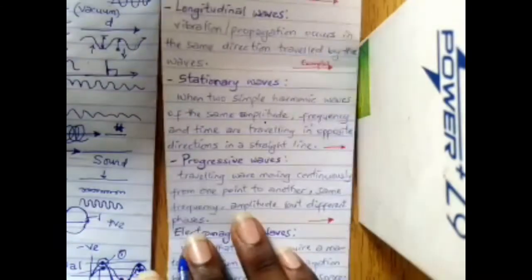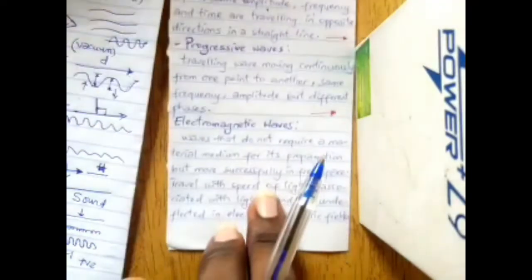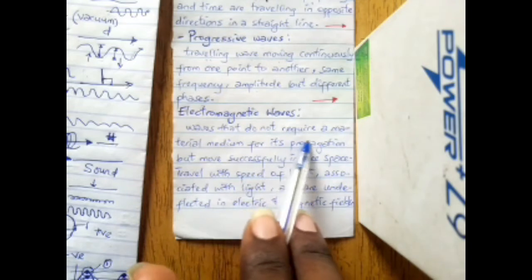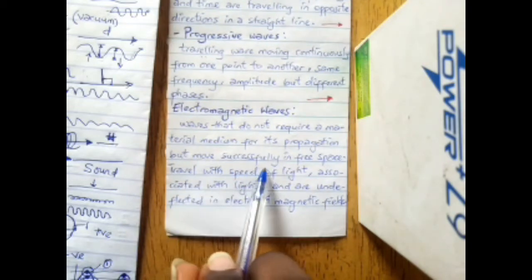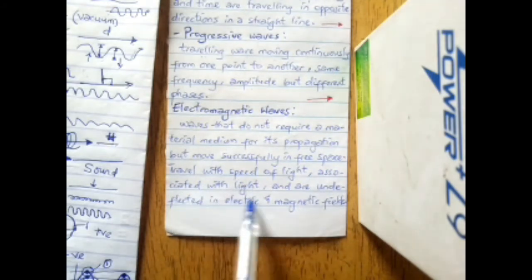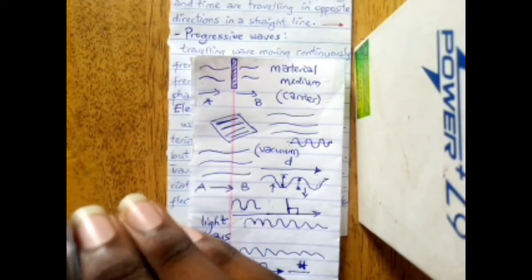Okay, so the second class of wave we have is electromagnetic waves. Electromagnetic waves do not require a material medium for their propagation, but move successfully in free space. They travel with the speed of light, are associated with light, and are undeflected in electric and magnetic fields.